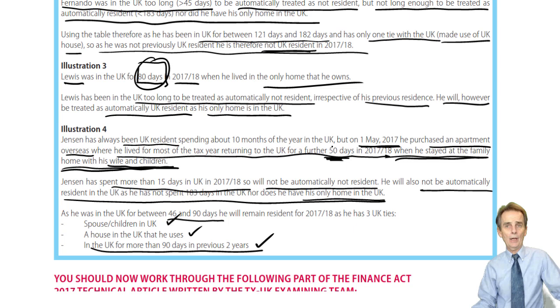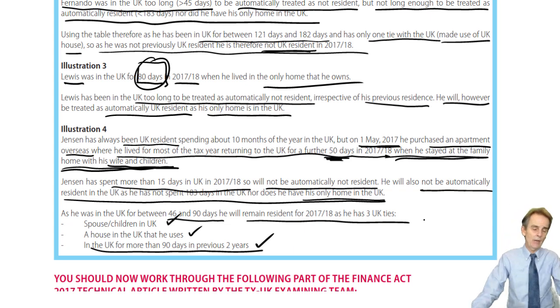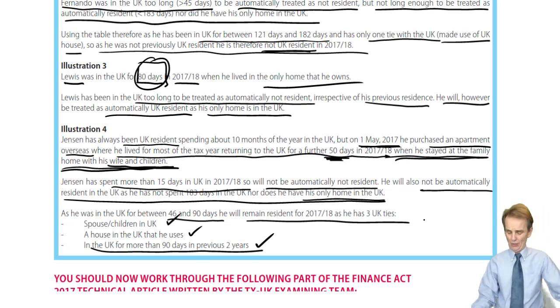So we've got the 3 ties based on the number of days in the UK. Therefore, he is UK resident. He will indeed be classified as a UK resident. So that status, he has been UK resident. He will remain UK resident for this tax year.